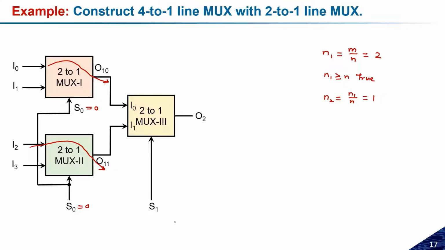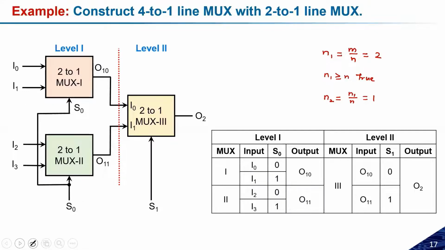Now, this S1 will decide whether I have to pass this O10 to the output or I have to pass O11 to this output. Okay, so let us try to see what the different combinations are here. This is the first level, level 1, where we need two multiplexers, and here we have level 2 where we need one multiplexer. So a total of 3 multiplexers is needed. Now let us try to check how it is working.